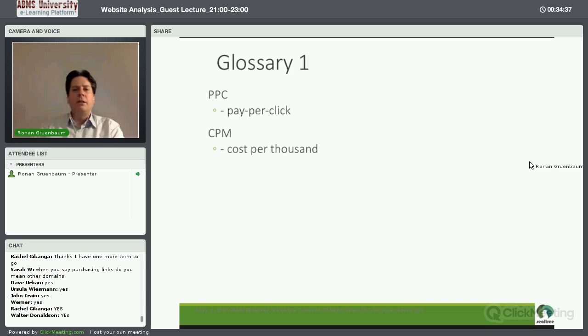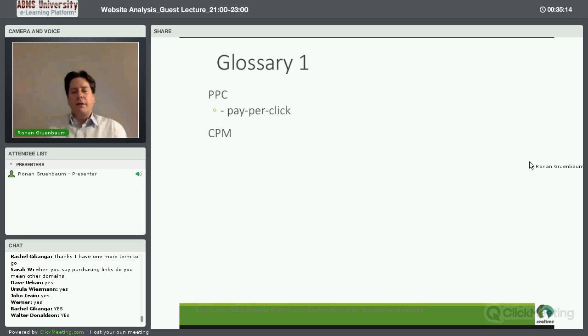Cost per thousand, CPM, is what you usually use for banners. When you show your banner ad, you pay a fee for every 1,000 impressions. For example, maybe you pay £20 to have your banner appear 1,000 times. That means 1,000 times that someone went to that website. It might be the same person, it might be different people, and your ad appeared. It might only appear for a few seconds, but that would be £20.